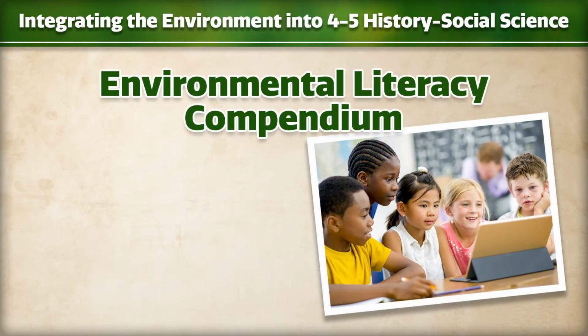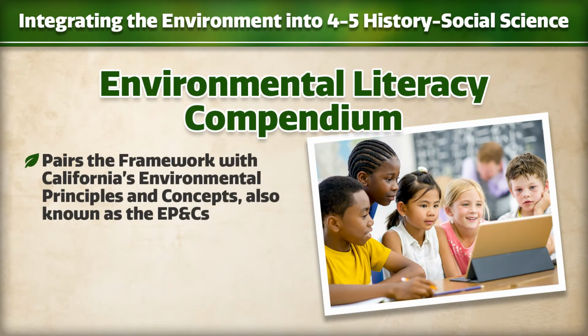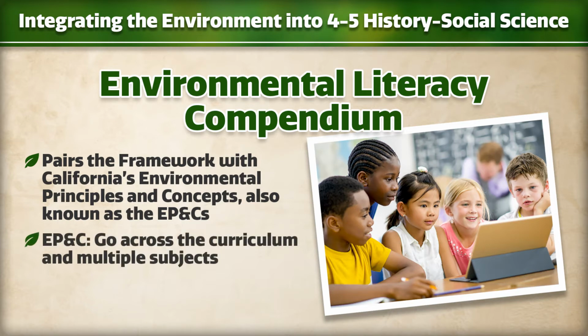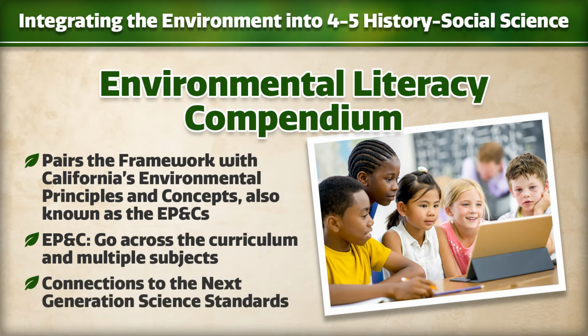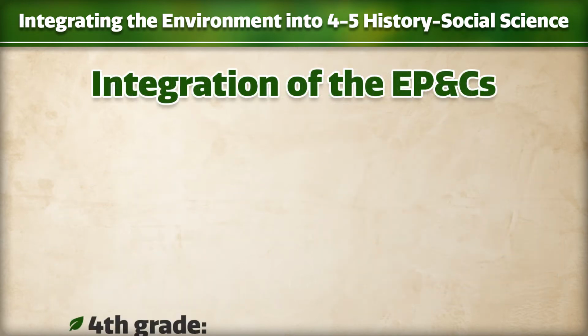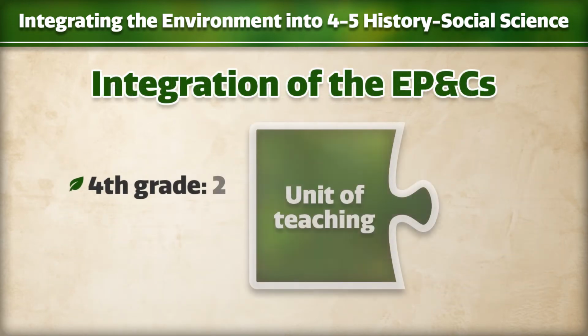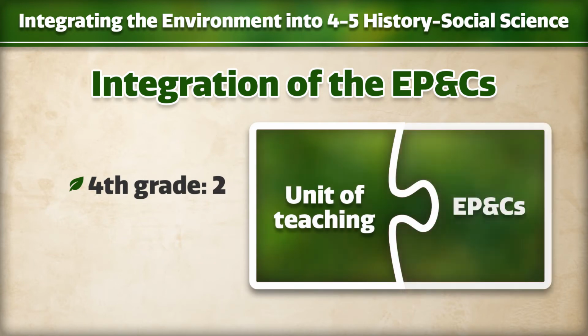The Environmental Literacy Compendium pairs the language of the framework with suggestions for instruction that connect the standards-based content to one or more of California's environmental principles and concepts, also known as the EP&Cs. The EP&Cs exist across the curriculum and provide a natural place to pair instruction in multiple subjects. In addition, where appropriate, the compendium makes connections to the Next Generation Science Standards. For example, in 4th grade, we've identified 2 units of instruction where a connection to the EP&Cs can be made. In 5th grade, we've identified 3 units.